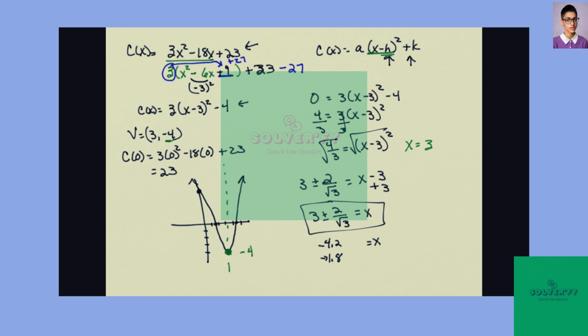And now the domain and the range. Since it is a vertical parabola, my domain is going to be negative infinity to infinity. And then my range will begin at negative 4 and go to infinity.